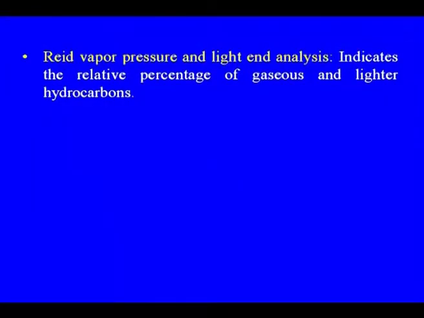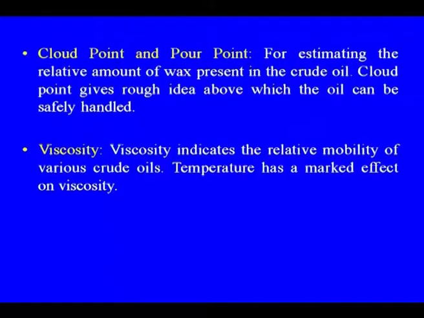Another measurement for the quality of the crude oil, and also for the product, is the Reid vapor pressure and light ends analysis. It indicates the relative percentage of gaseous and lighter hydrocarbons, because again for the quality of the crude oil, you can get an idea of whether more gaseous or lighter part will be there with the help of the Reid vapor pressure and the light ends analysis. Cloud point and pour point are used for estimating the relative amount of wax present in the crude oil. Cloud point gives the rough idea above which the oil can be safely handled.